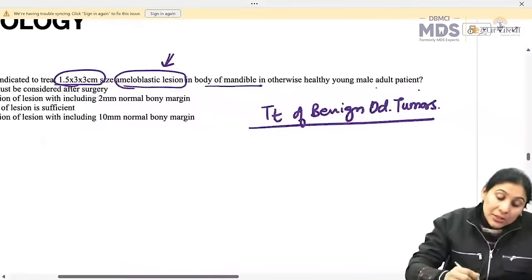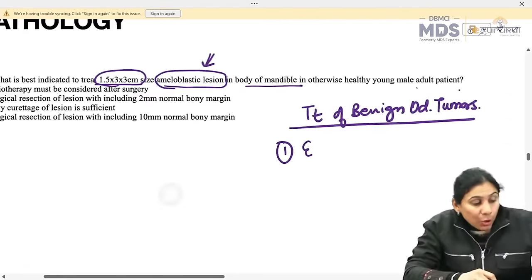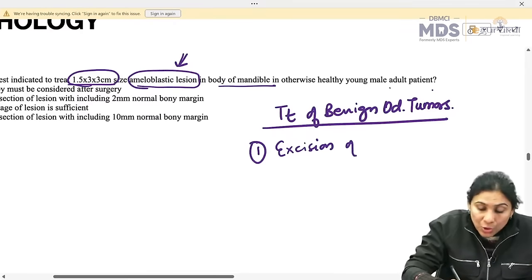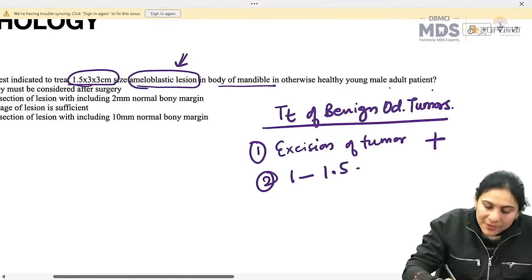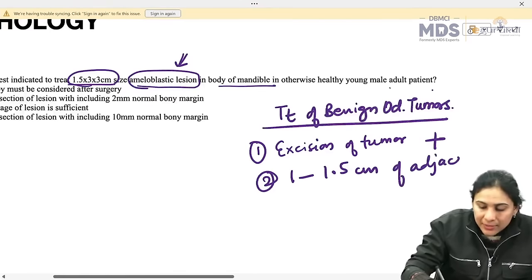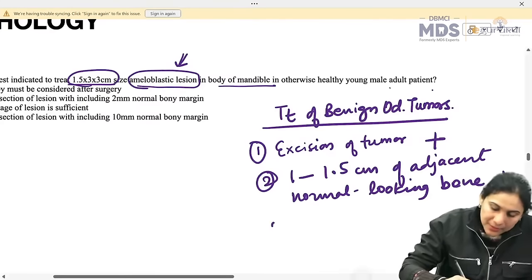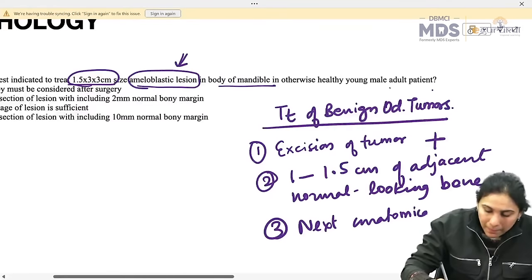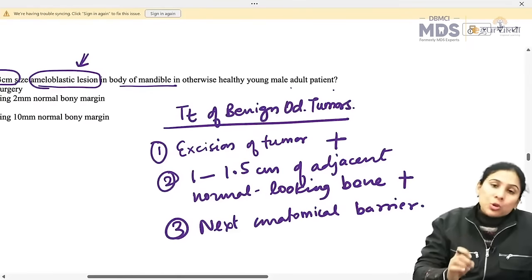The treatment of benign odontogenic tumors is, very good, all of you are absolutely correct here. Excision, surgical excision of tumor plus 1 to 1.5 centimeter of adjacent normal looking bone plus the next anatomical barrier. That is the treatment for benign odontogenic tumors.